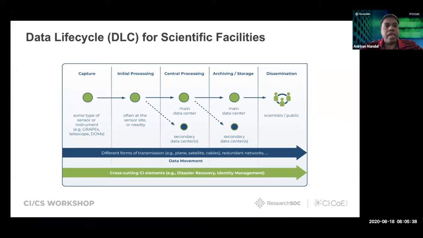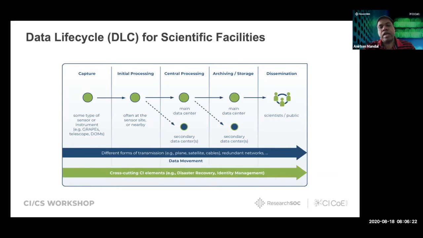So what we mean by data lifecycle to start with: when we developed this data lifecycle model, we were mainly concentrating on large facilities, the NSF large facilities in general, but this can be extended to many other small and large scientific facilities. By data lifecycle, we basically mean a model that captures the end-to-end data movement from where the data is captured by scientific instruments and sensors to the ultimate dissemination and access of the data by the scientists to do further research, right?